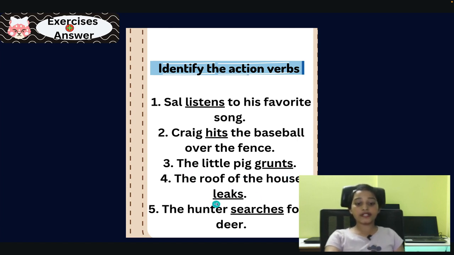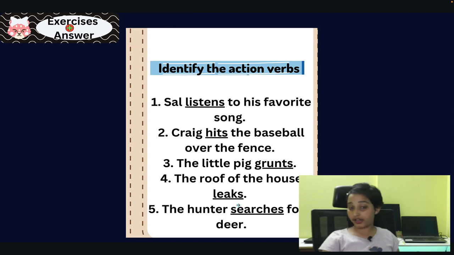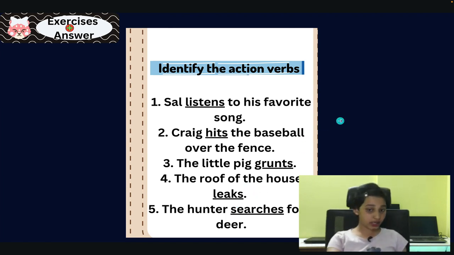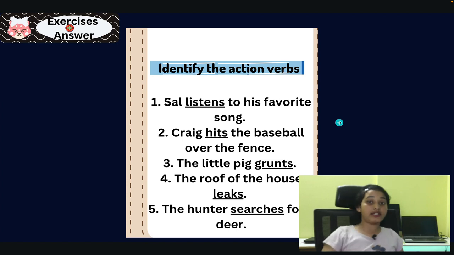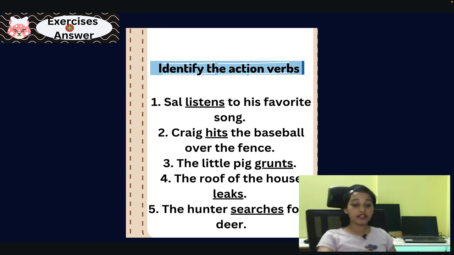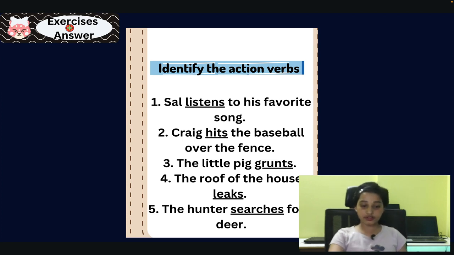The roof of the house leaks. Again the same thing, it is an action, so it will be an action verb, and plus it's expressing itself. The hunter searches for deer. Searches will be the answer because it's an action verb. It's an action and it is expressing that the hunter searches.